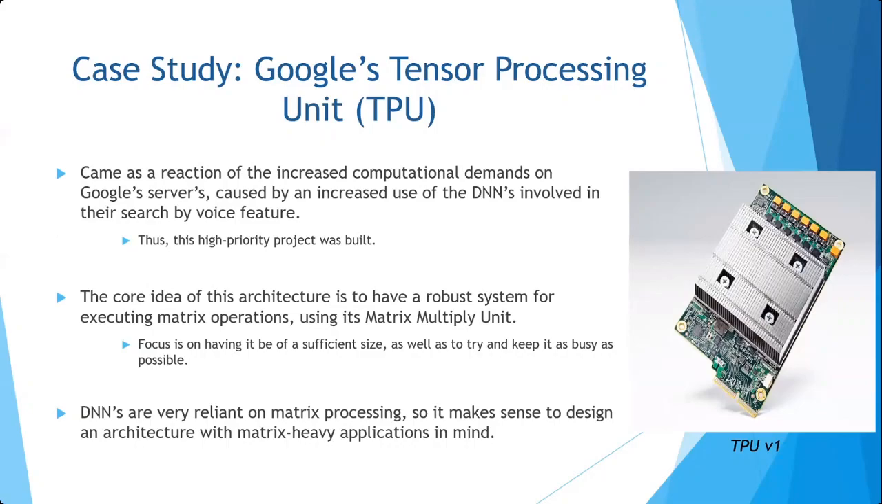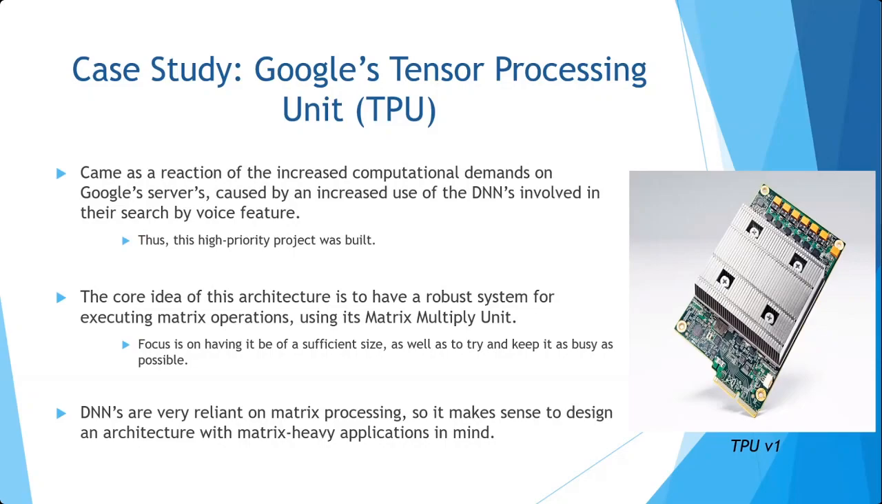So as a first case study, I'll go over Google's tensor processing unit. It came as a reaction to the increased computational demands on Google servers. And this was all caused by an increased use of deep neural networks involved in the search by voice feature. It became a very high priority project for them because their server loads from this feature were just totally insane. And they had to build a new architecture to be able to handle the new load on their servers. And the core idea of this architecture is to have a robust system for executing matrix operations using its matrix multiply unit.